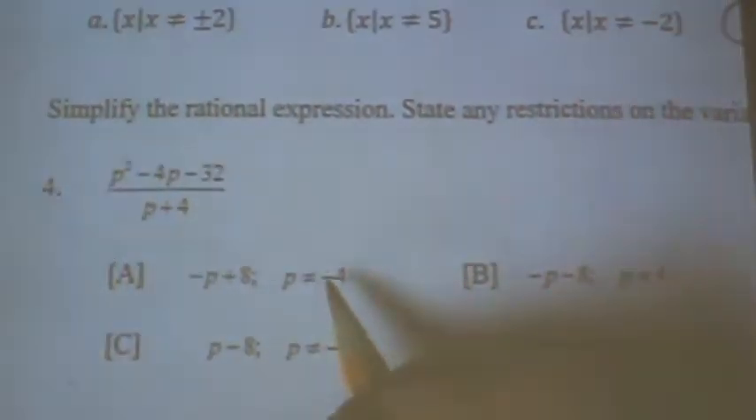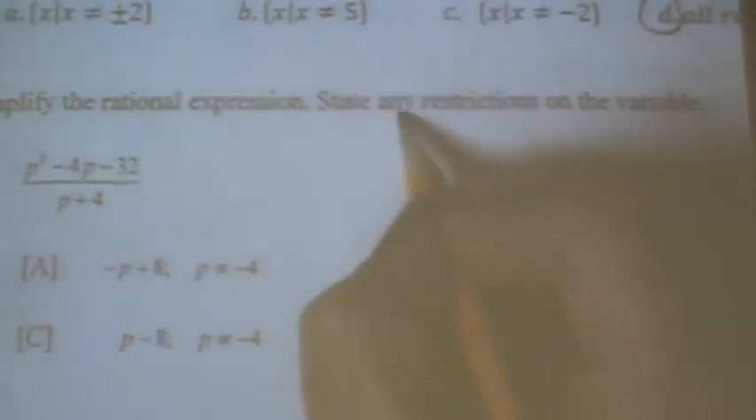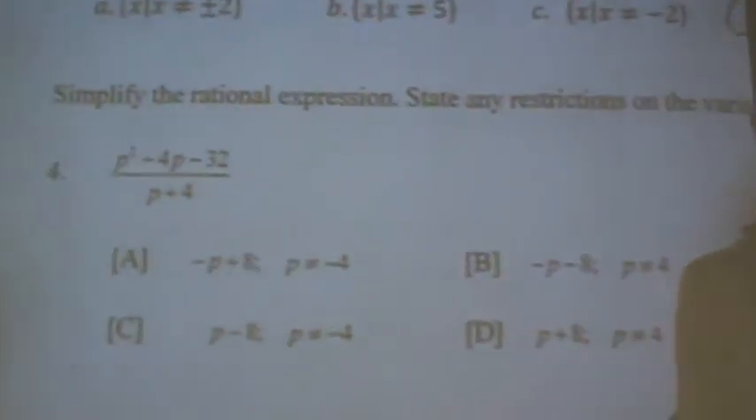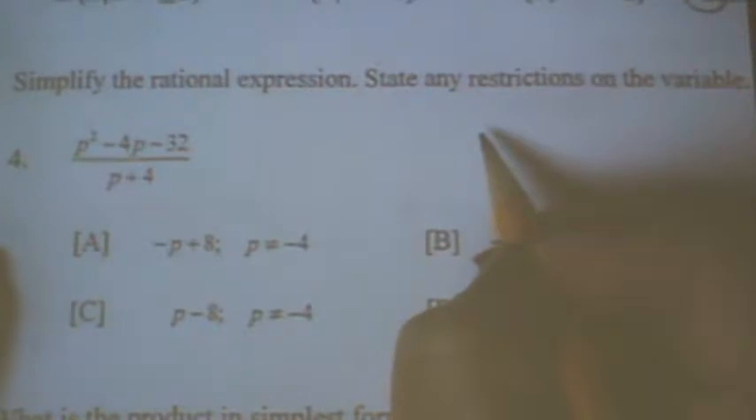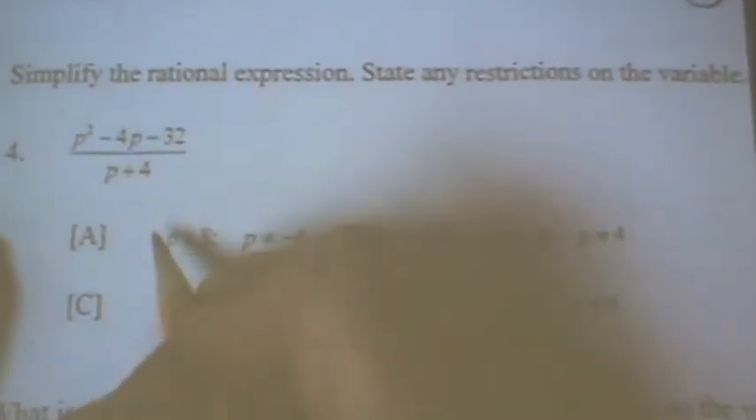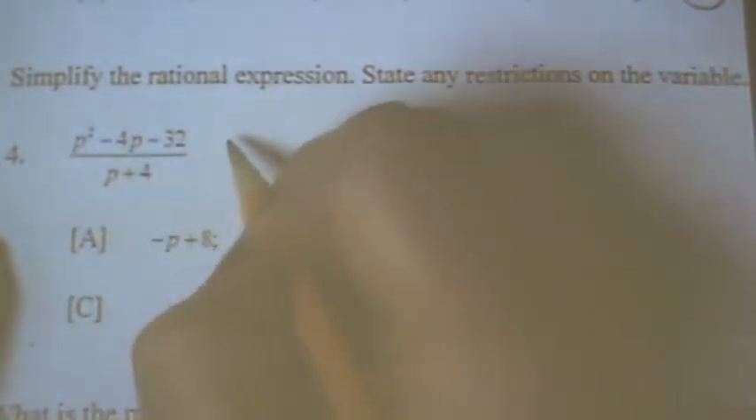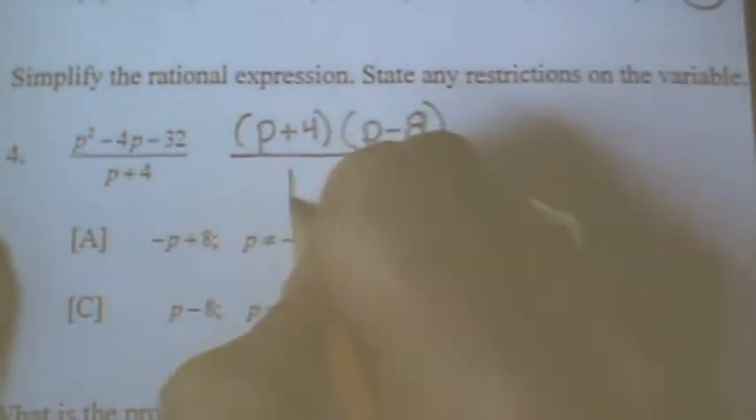Okay, number 4. Simplify the rational expression, and you are to state any restrictions on the variable. Now, the restrictions are when you have a 0 in the denominator, and you're going to state the restrictions before you do any canceling. So your job is to factor the numerator and the denominator completely. So for the numerator, how do you factor p squared minus 4p minus 32? Well, that is p plus 4 times p minus 8, all over p plus 4.